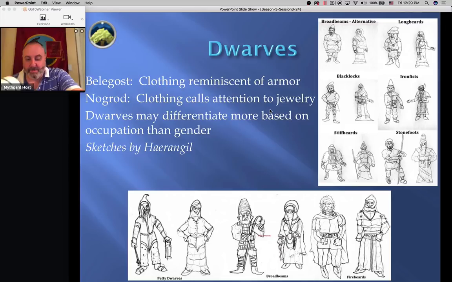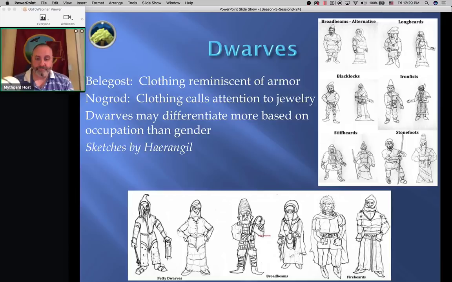Let's talk about dwarves. Agreed. Okay. All right. Let's talk about dwarves. So we have the two different families of dwarves that we're focusing on in this season, right? The dwarves of Belagost and the dwarves of Nogrod.